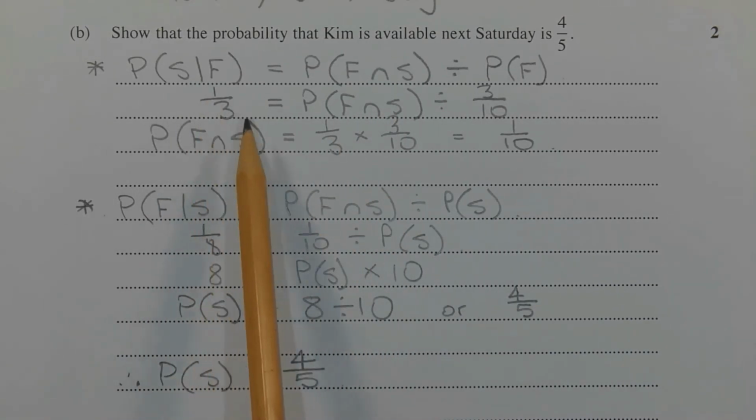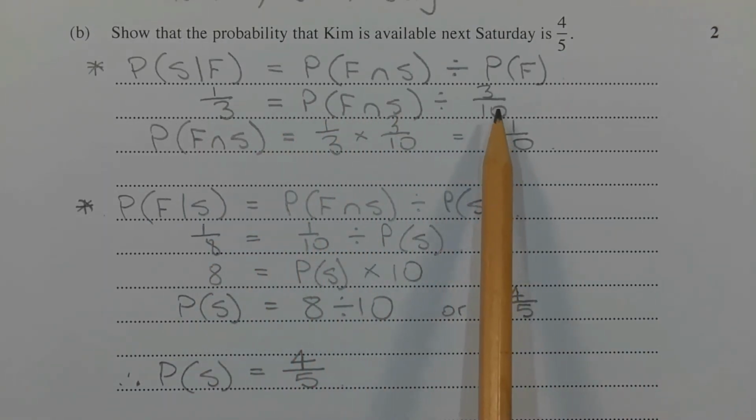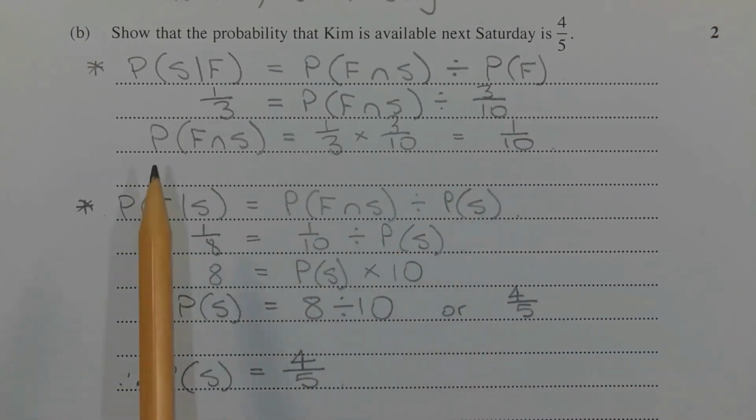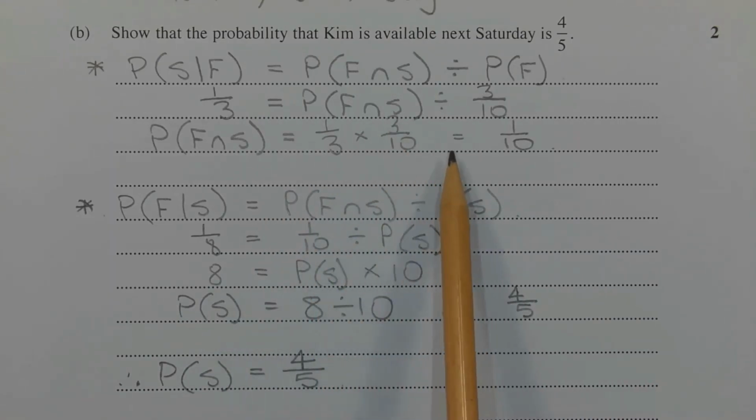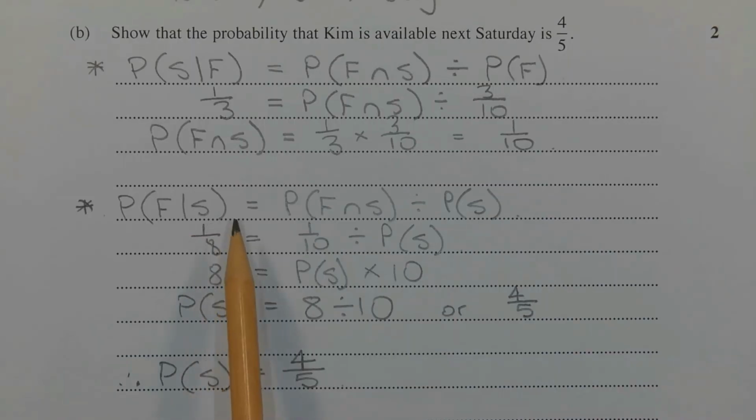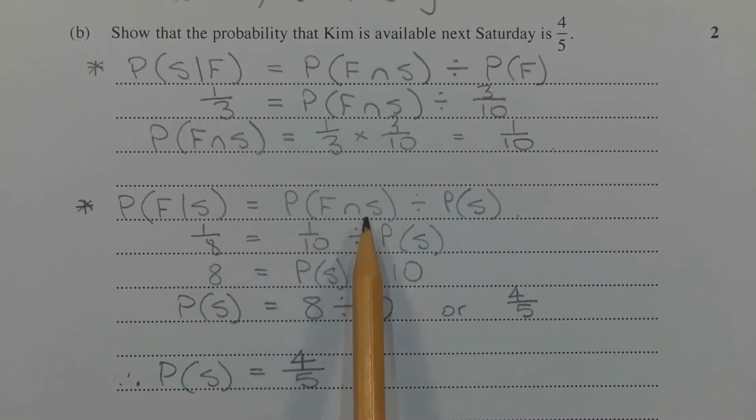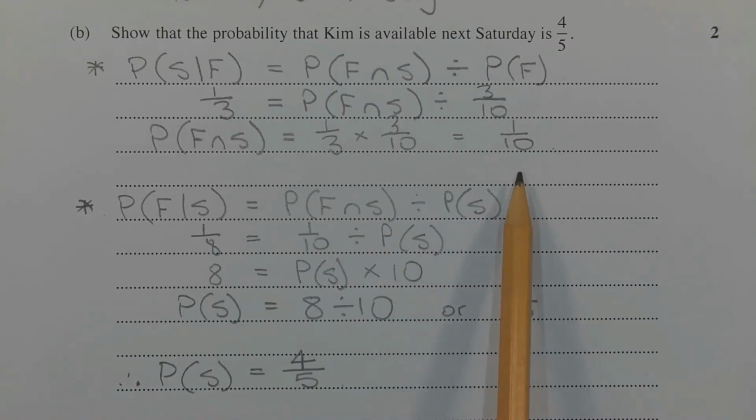So 1/3 is equal to the probability of Friday and Saturday divided by 3/10. Rearranging this equation to make the probability of Friday and Saturday the subject, that equals 1/3 times 3/10, which equals 1/10. Now using the same conditional probability formula, the probability of Friday given Saturday is equal to the probability of Friday and Saturday divided by the probability of Saturday. Now the question is asking for this probability here, P of S.